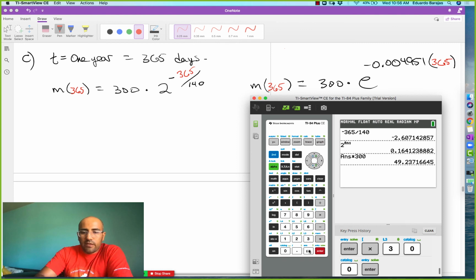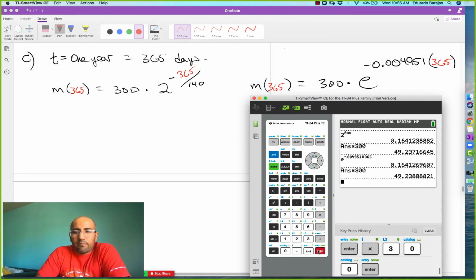Okay, and that should give me a pretty similar answer to when I use this one. So let's make sure that they give you about the same answer. So it should be e to the power of negative 0.004951 times 365. And multiply that by 300. And I'm getting something pretty close. It's a little off, of course, because of rounding issues, but they're fairly close. 49.23.